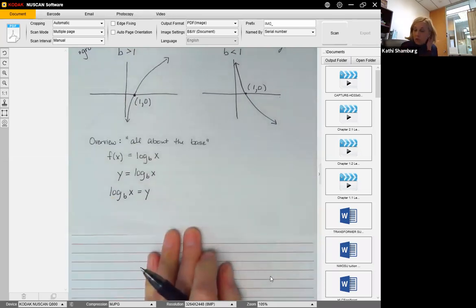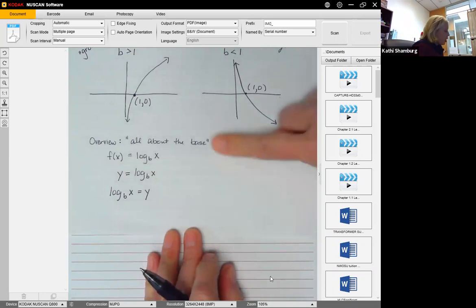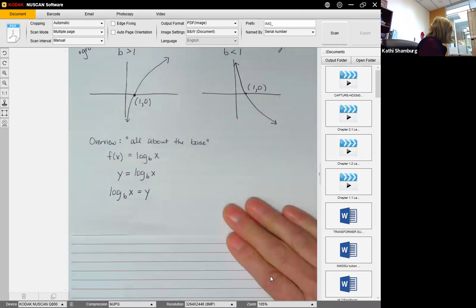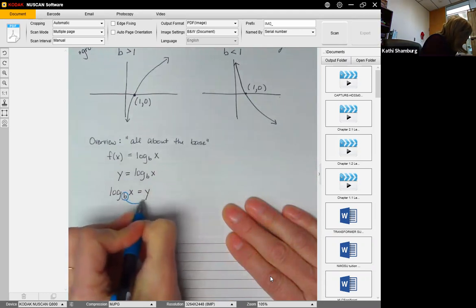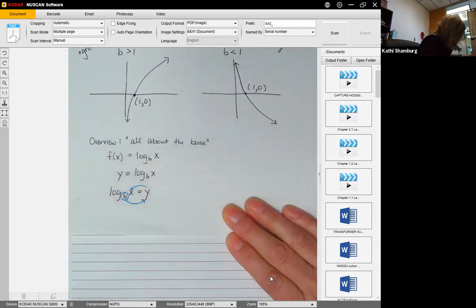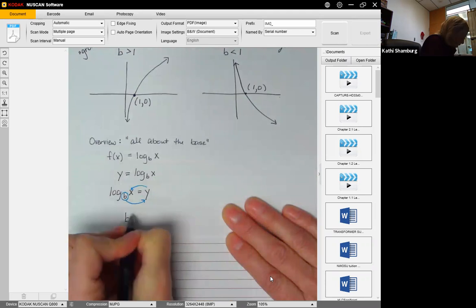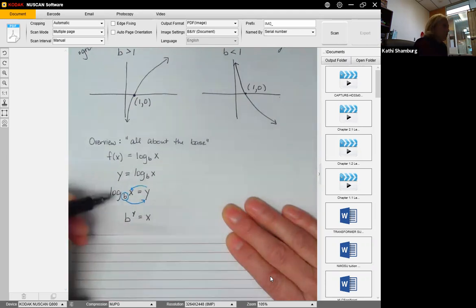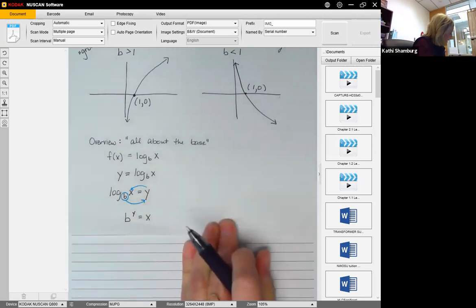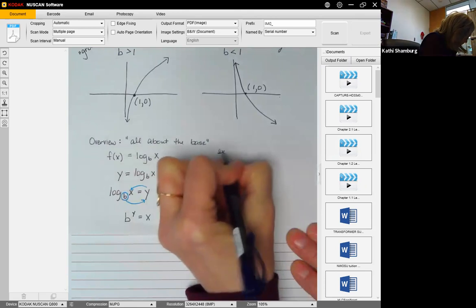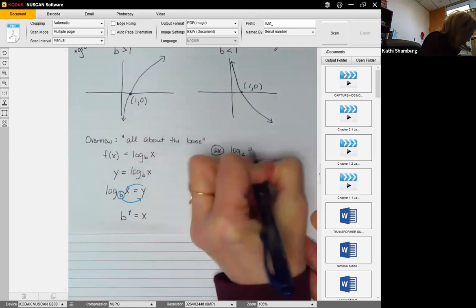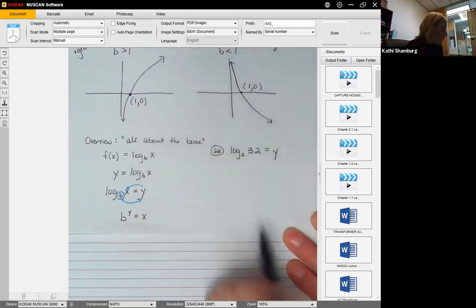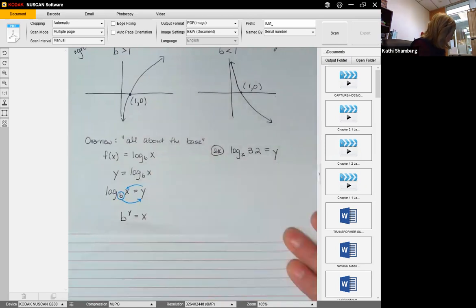Now, I want to show you the relationship between the log function and the exponential, and this goes back to it's all about the base, okay? So it is all about the base, and if I was going to rewrite this as an exponential function, we would say b raised to the y equals x. So this is how you can always rewrite a log function to its equivalent exponential function. So let me give you some examples with actually putting some numbers in here. Say you were given log base 2 of 32 equals y. So if we looked at this and we wanted to know what y equals, okay, again, it's all about the base.